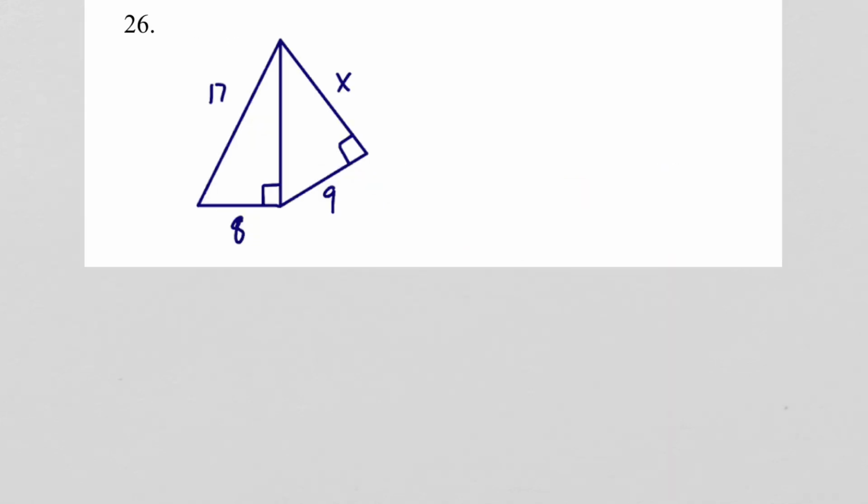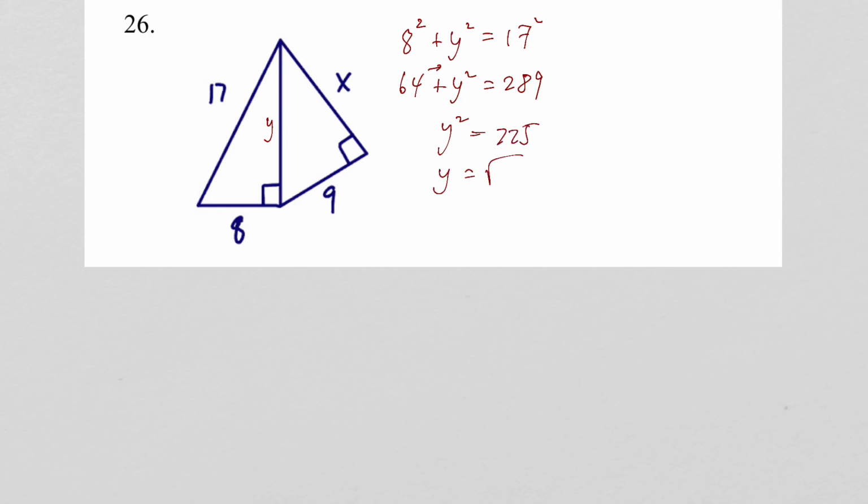Okay, here we have a triangle, and I'll call this side y. So then we have 8 squared plus y squared is equal to 17 squared. So 64 plus y squared is equal to 289. And then I'll bring this over. So 289 minus 64 is 225. So y is the square root of 225. So y is 15.